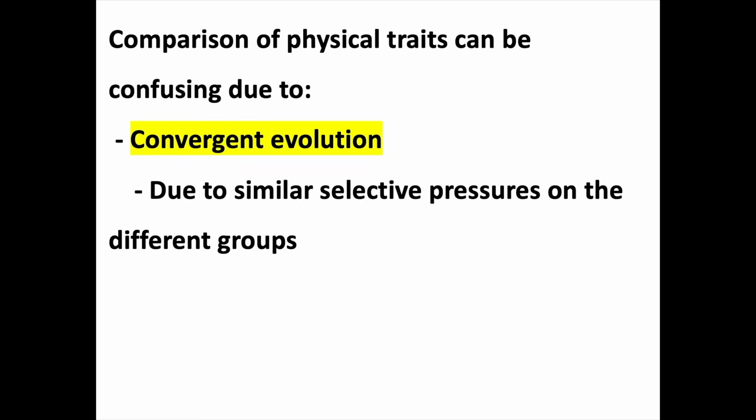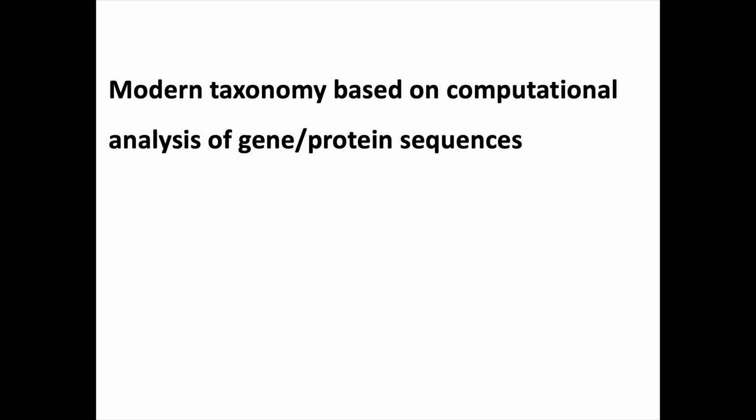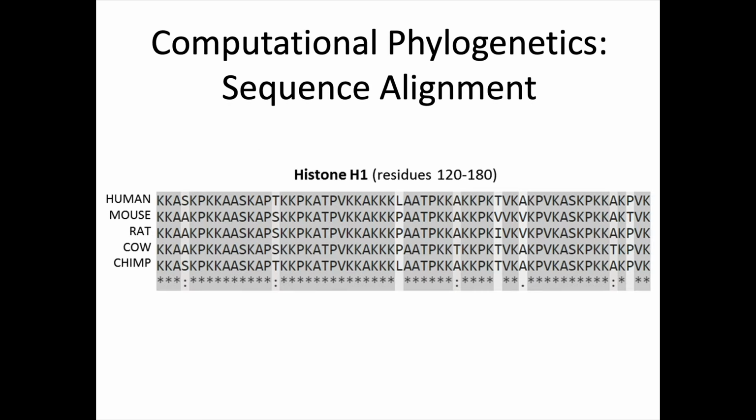Now, all of this comparison of physical features was the old school way of doing things. Modern taxonomy is based on computational analysis of gene and protein sequences. Not as visually interesting to examine, but it looks like this, of taking a protein sequence of different organisms, different species, and lining them up and saying, hey, they've got a lot in common with one another.